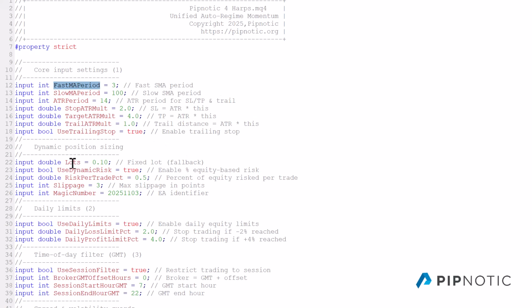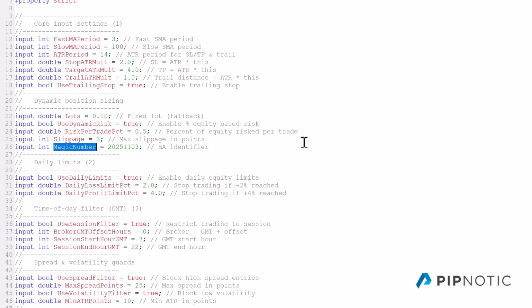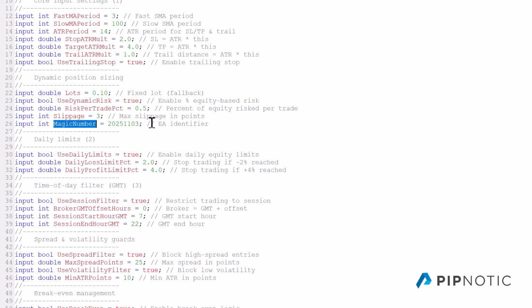Okay, and then here we have lots. We can put a static loss, we can use dynamic. Okay, we're going to risk 0.5% per trade. We have our slippage here and our magic numbers. That's fine. And this takes us to our next section, and this is the daily limits.